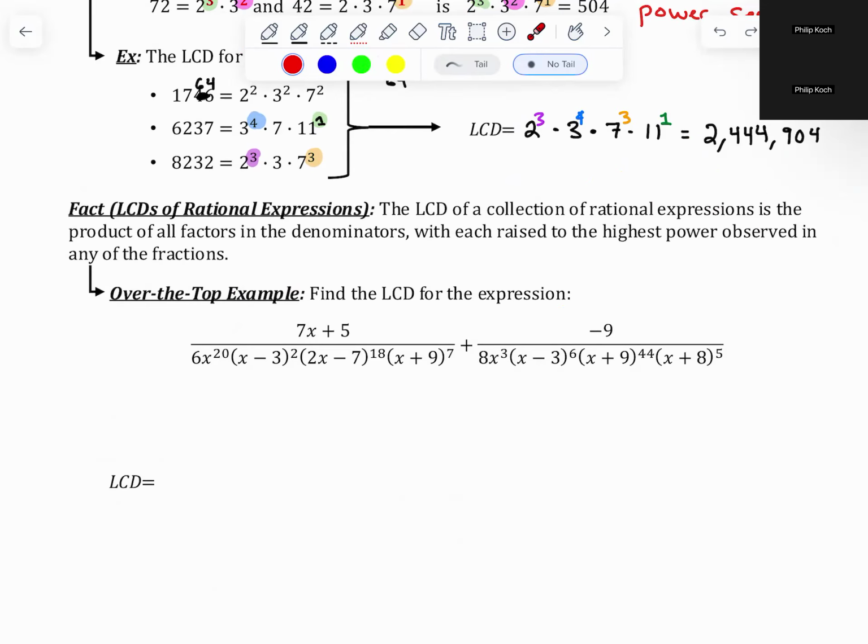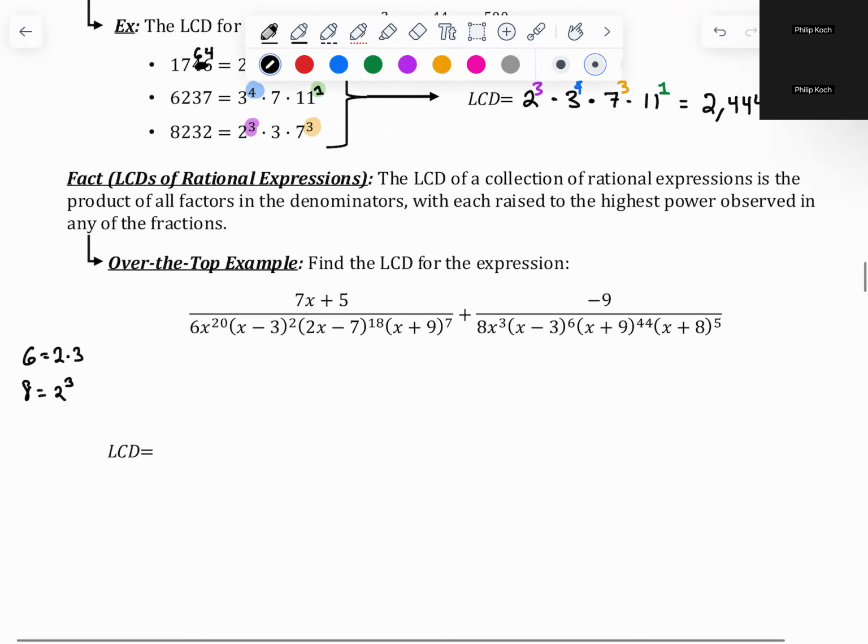But if it were this case, the LCD of 6 and 8. So 6, as an aside, is 2 times 3, and 8 is 2 cubed. So the LCD, technically the LCM of 6 and 8, is going to be 2 cubed times 3, which is 24. That's the smallest number that 6 and 8 go into. So it's going to have a 24.